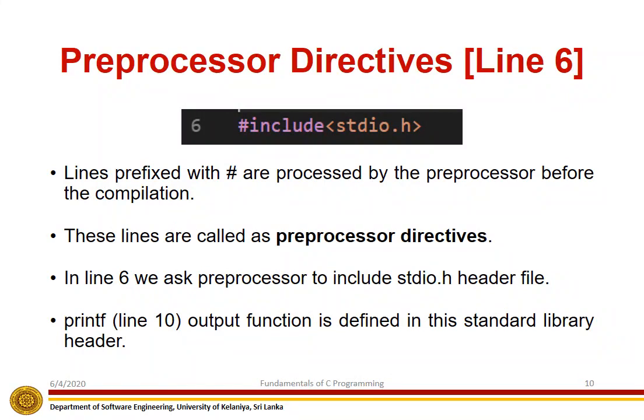There are many other header files with hash include, and you can change the name of the header file instead of stdio.h. There is a header file called stdlib.h for general utility functions, and if we want to use mathematical functions in our codes, we need to call the math.h file: hash include inside the angle brackets math.h. And there are many preprocessor directives in C libraries.